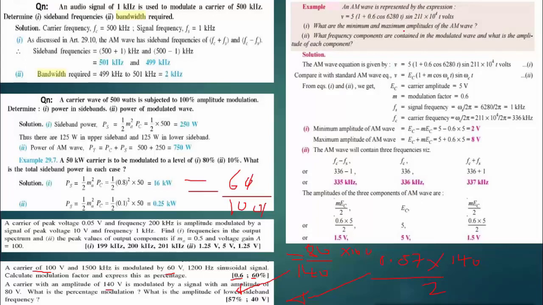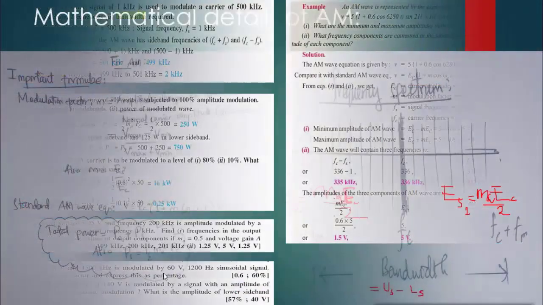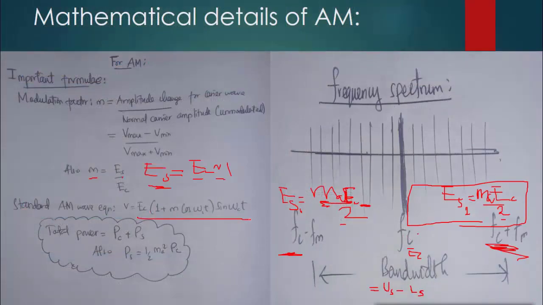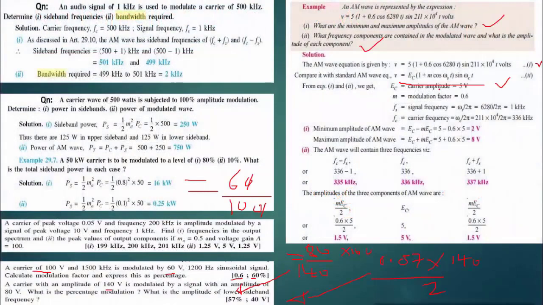Finally, we have another example, an AM wave, using the general AM wave equation as I said earlier. So we have an AM wave represented by this expression. What are the minimum and maximum amplitudes of the AM wave? That's the first question. What frequency components are contained in the modulated wave, and what is the amplitude of each component, the voltage amplitude? So the solution is as follows. We are given this equation 1. With the standard AM wave equation, as I said here, you have to know this standard AM wave equation. So it is what they have shown here. So finally, just compare.